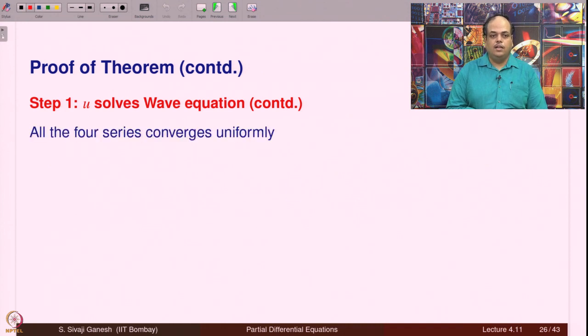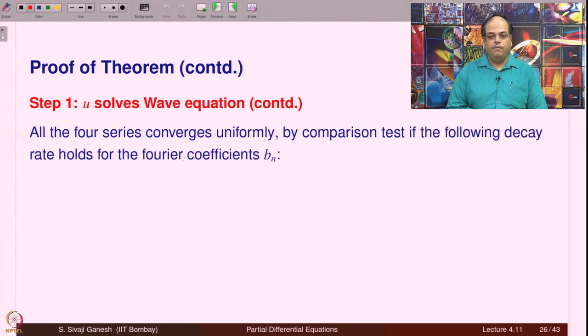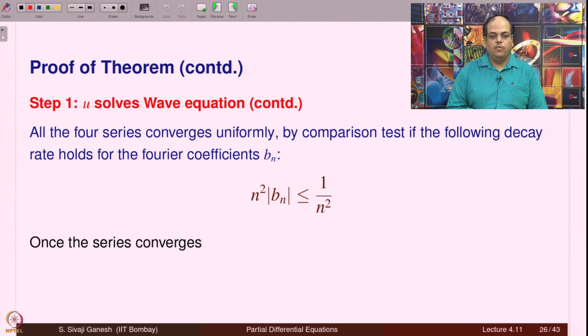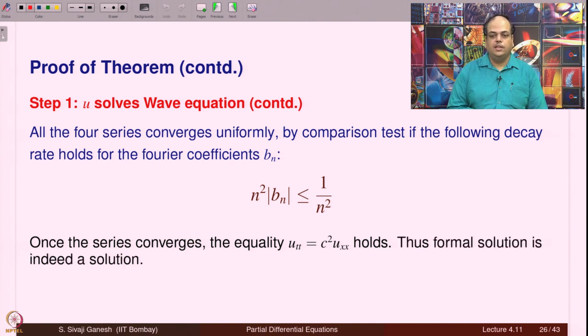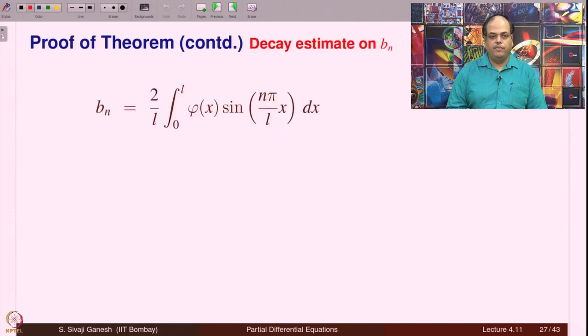So, all the 4 series converge uniformly by the comparison test that I have just mentioned, if we have the following estimate for b n, n square b n: summation n square modulus b n less than or equal to summation 1 by n square, and I know summation 1 by n square is finite, it converges. So, this is one sufficient condition. So, once the series converges, there is no doubt that utt equal to c square uxx holds. We can see from the series that we have computed on the earlier slides. So, therefore, the formal solution is indeed a solution of the wave equation.